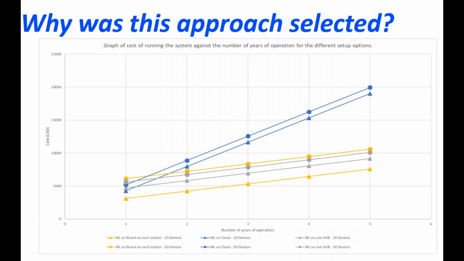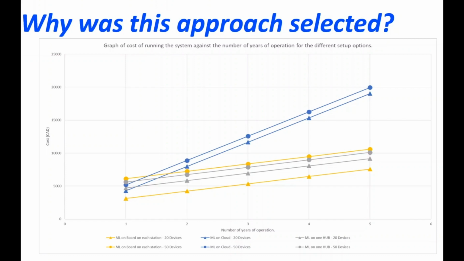There were three main approaches considered for this project. The ML on board approach, where at each of the traffic stations, we have a board that is processing the obtained frames. The ML on cloud approach, where the ML models are running on the cloud. ML on the hub approach, where there is a physical centralized processing station or server where the ML models are running. And here ML just stands for machine learning.